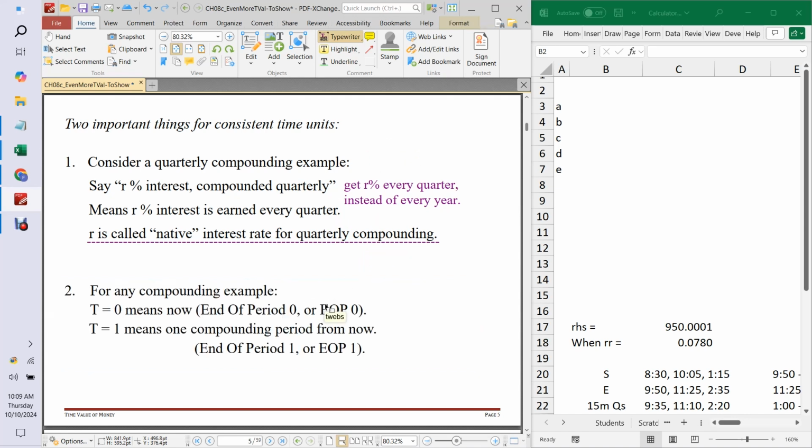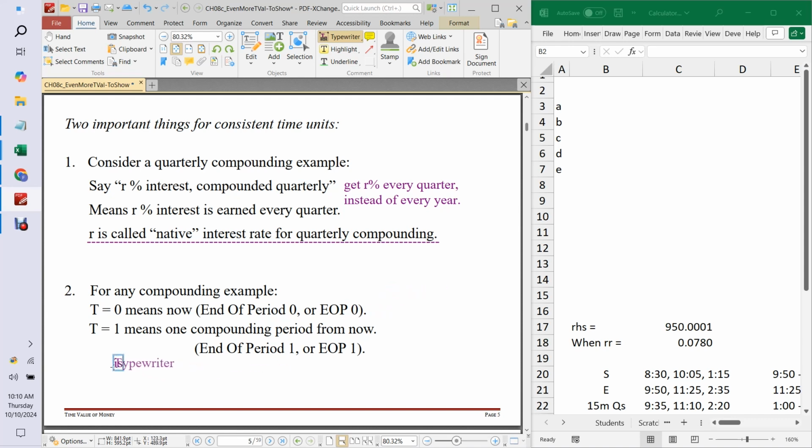Second thing we want to be aware of is now for any compounding example, monthly, quarterly, daily, 2 yearly, doesn't matter, T equals 0 is going to be now. We're going to start all our projects now, starting at T equals 0, which is also always going to correspond to end of period 0, or EOP 0. T equal 1, instead of meaning a year from now, it's going to mean one compounding period from now. So if we're measuring time in quarters, T equal 1 will mean 1 quarter from now. So we want to be careful about that.